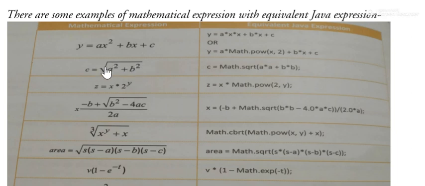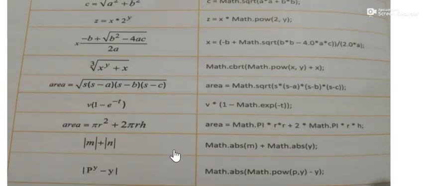For root under we have to write math.sqrt like this: c equals math.sqrt under bracket a into a, and for b square b into b. Like this there are more examples also given in your book.